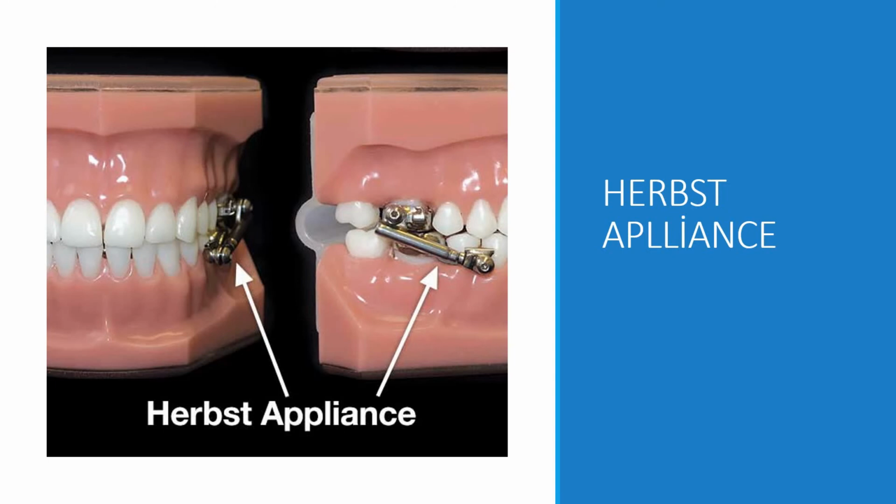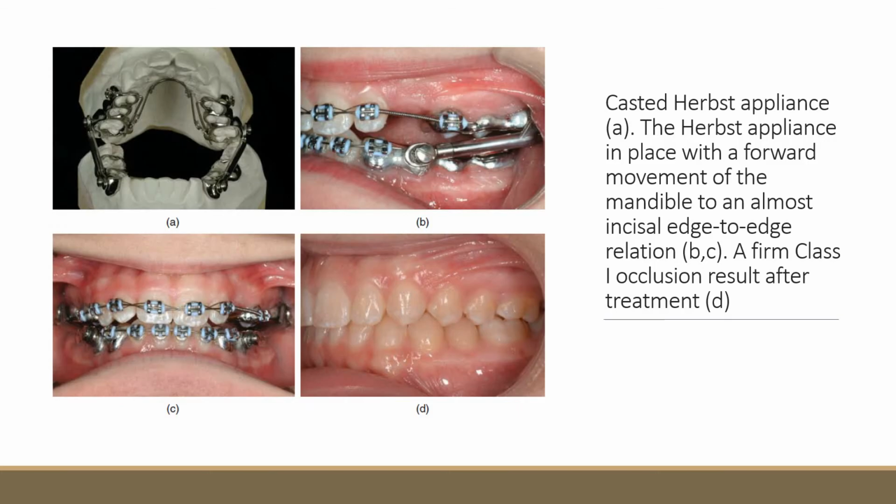If proclined maxillary incisors are evident because of mesial drift of the lateral segments and with normal skeletal relationship between the jaws, extraction of 2 maxillary premolars and fixed appliances in both jaws can correct the increased overjet and establish a stable occlusion with class 1 relation between the canines and class 2 relation between the molars.